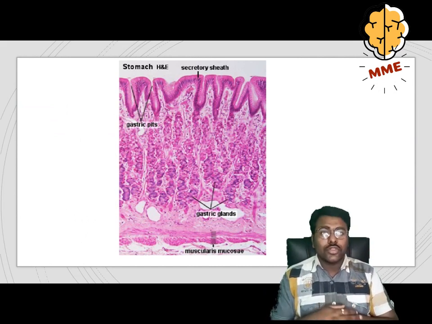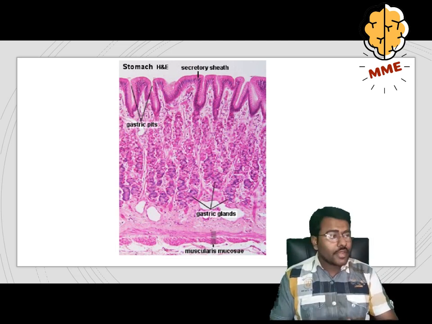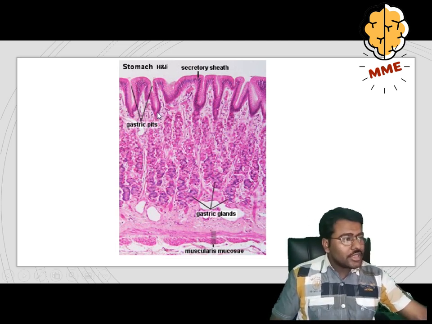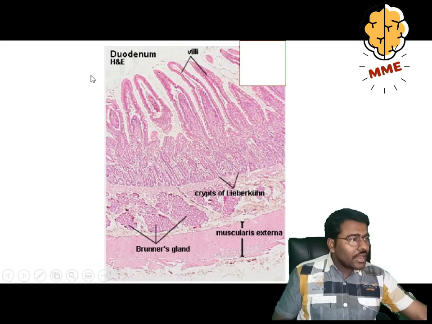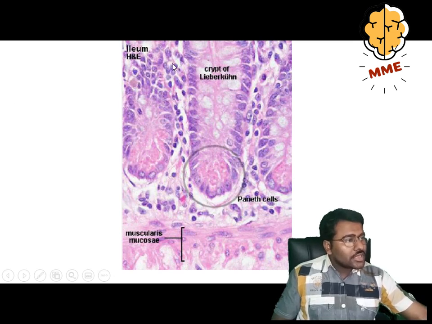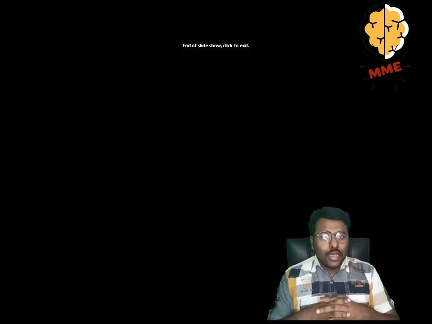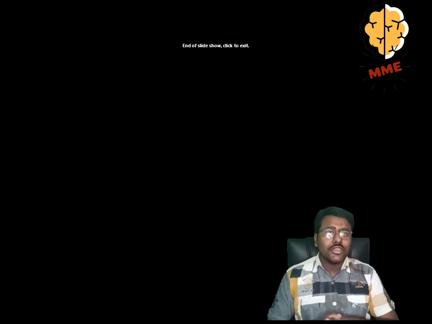Now coming to the image questions. First of all, this is the histopathological slide of the stomach, and you can notice these are the gastric pits. In this slide, this is the duodenum, and these are the Brunner's glands. Okay, this is the ileum, and these are the Paneth cells. And the remaining questions, like hemorrhagic tendency, are all discussed in our videos.